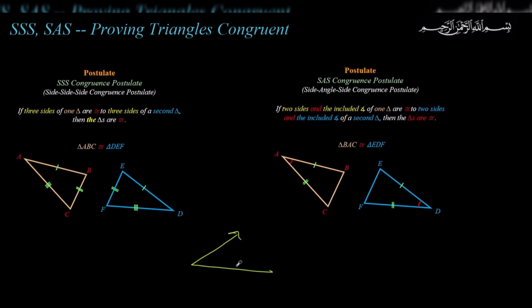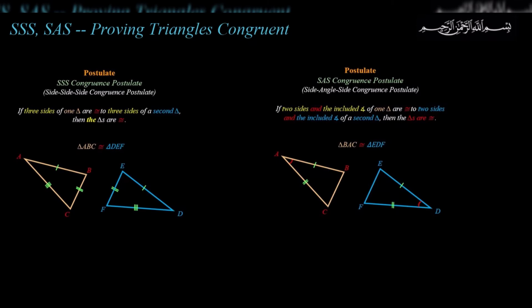So if you have two sides of a triangle and the included angle, in this case we have this side and this side, and the included angle here would be angle A. So included angles are angles that are between those two sides. If you have those two sides, that's the included angle. Now if you're talking about these two sides, that's the included angle. So the included angle is just the angle that's between those two sides. So if two sides and the included angle of one triangle are congruent to two sides and the included angle of a second triangle, then the triangles are congruent.